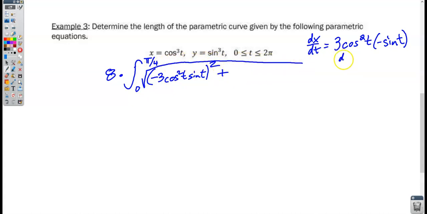And dy dt is going to be 3 sine squared of t times the derivative of sine of t. So it's going to be that.